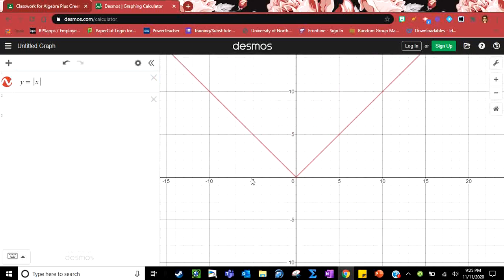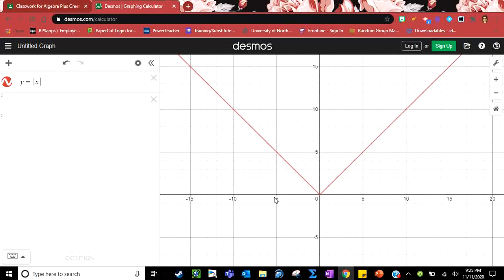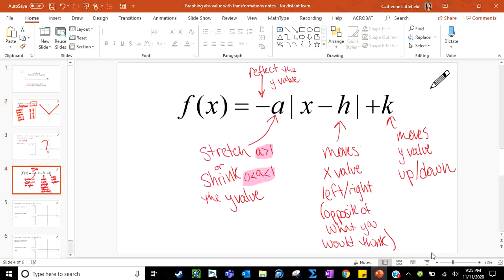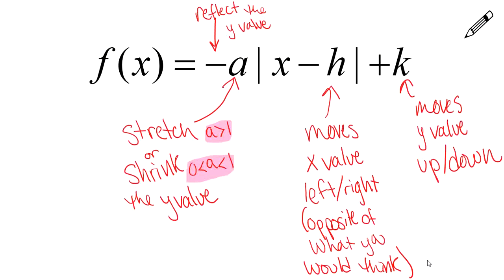But how are we supposed to know or remember all those different transformations on the graph? So if we go back to our notes, I want you to write all of this down. I want you to write f of x is equal to -a times the absolute value of x minus h plus k. So what each one of these things is going to do, that negative value is going to reflect the y value, or like we saw, it's going to flip it either to point down, opening down, or opening up.